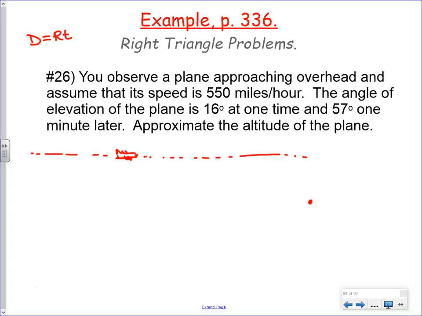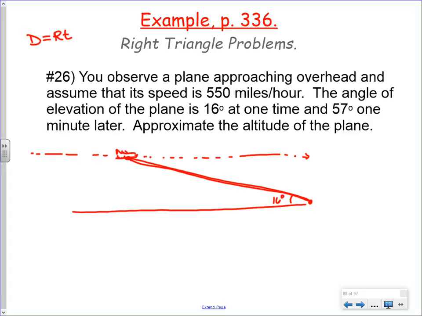Because he's approaching, he's coming towards you. He's technically coming this direction. So there's a line from you to the plane. What is that first angle? 16 degrees. Oh, I need to put the ground too. But it's an angle of elevation. Oh, it's still fine. It's the same.